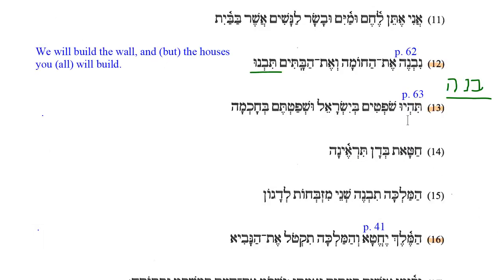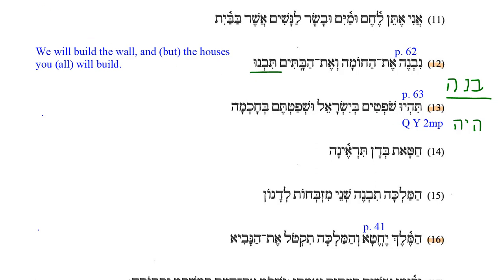So we'll come back over. We have tihyu, so that is a qal yiqtol, second masculine plural, and our root is haya, to be or to become. And so since this is yiqtol, we'll default that to future tense, masculine plural.